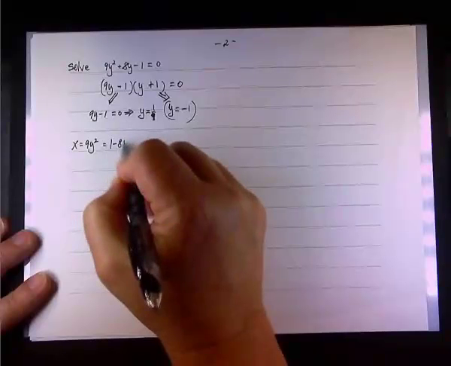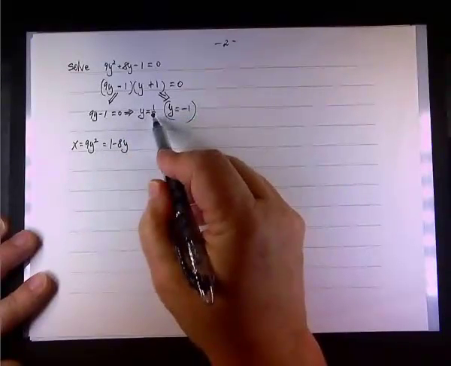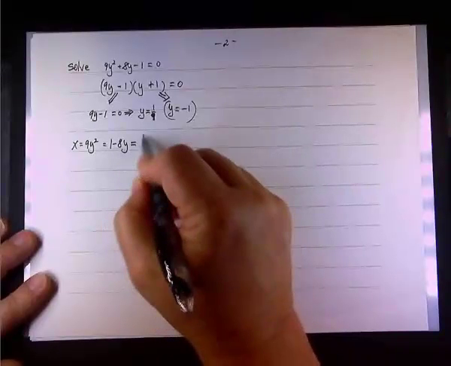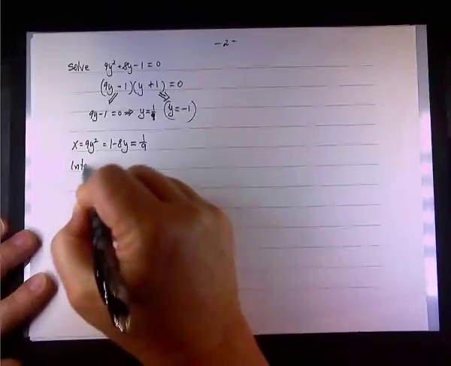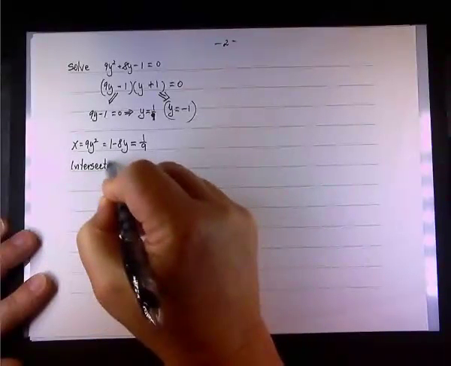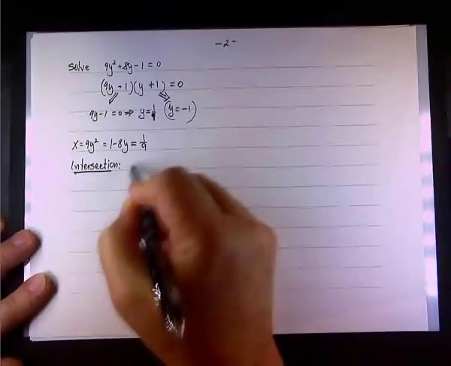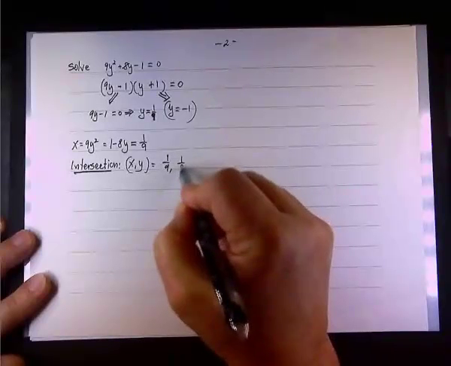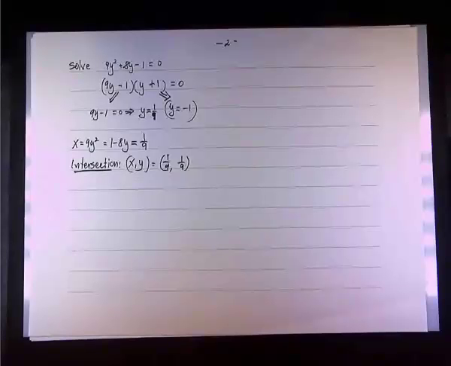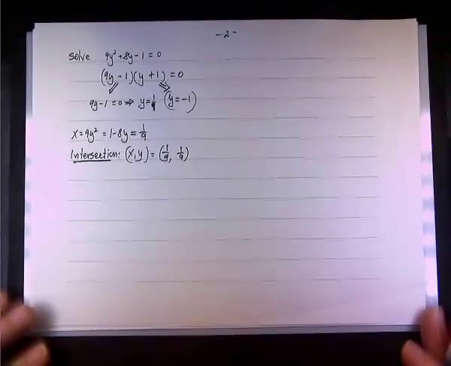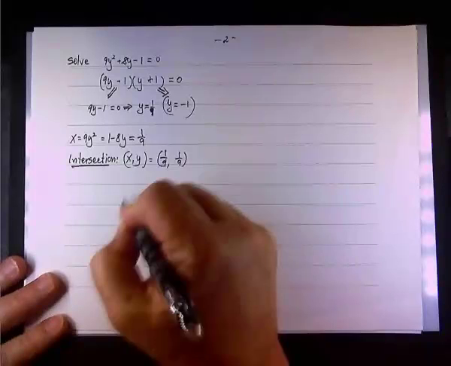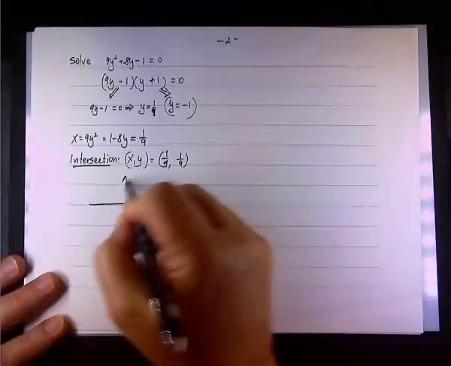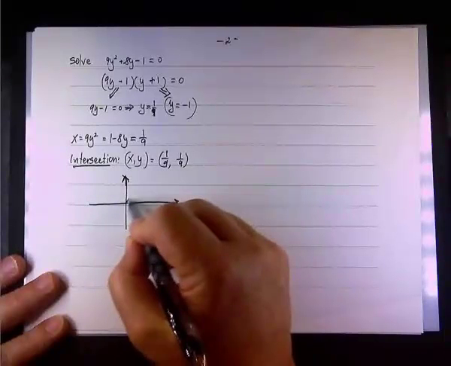And now to find the x value, remember we started that x equals either 9y squared or 1 minus 8y. So if we plug in y equals 1 over 9, you have 1 minus 8 over 9. We end up having 1 over 9 as well. So the intersection will be the point x, y equals 1 over 9, comma 1 over 9.